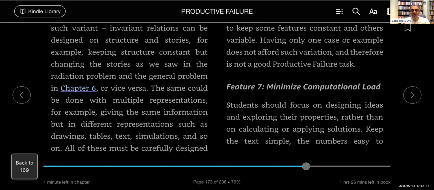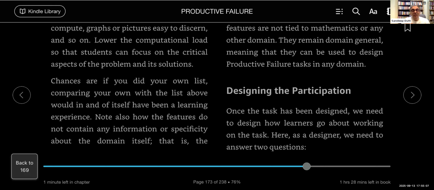Feature 7. So we asked for 7 features. This is the 7th one. Minimize conceptual load. Students should focus on designing ideas and exploring their properties rather than on calculating or applying solutions. Keep the text simple and the numbers easy to compute, graphs or pictures easy to discern, and so on. Lower the computational load so that students can focus on the critical aspects of the problems and its solutions.